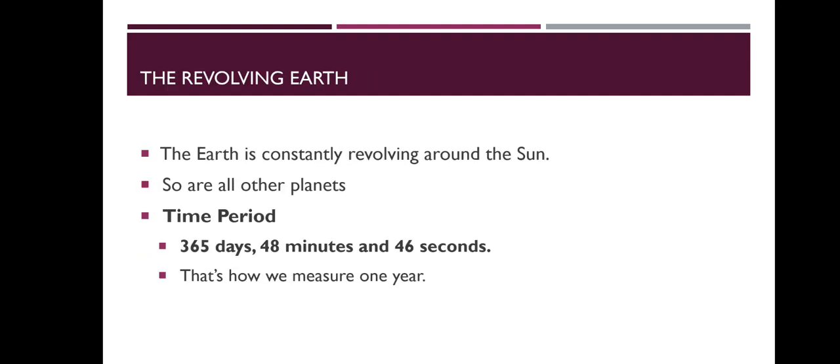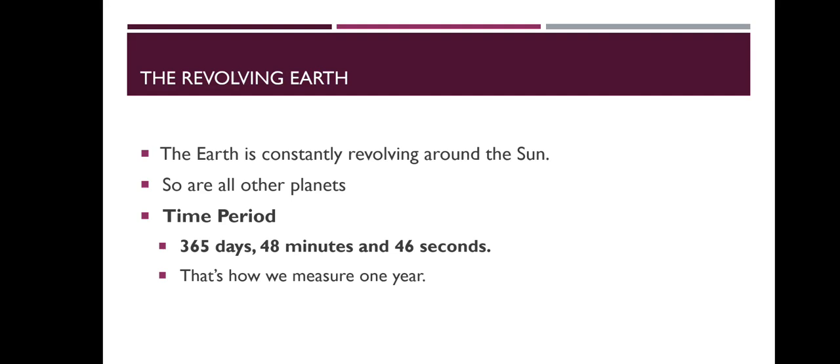First one, the revolving Earth. Earth is constantly revolving around the sun, just like all other planets. Not only Earth, but all other planets are revolving around the sun. The sun is stationary, but the planets are revolving around it.